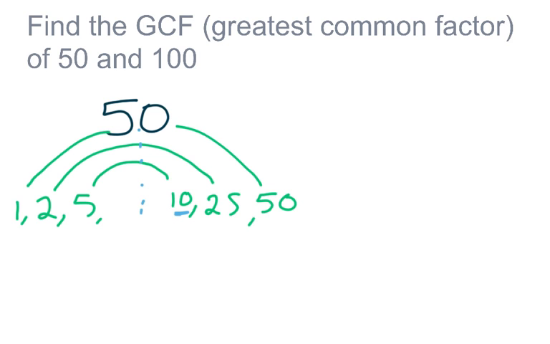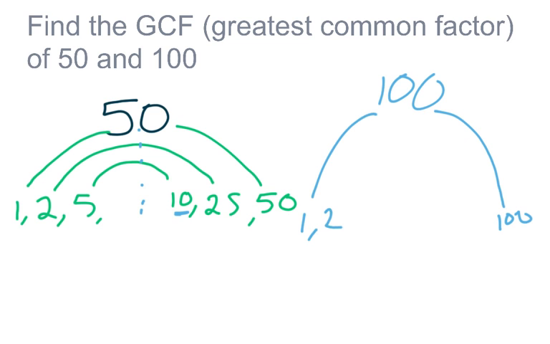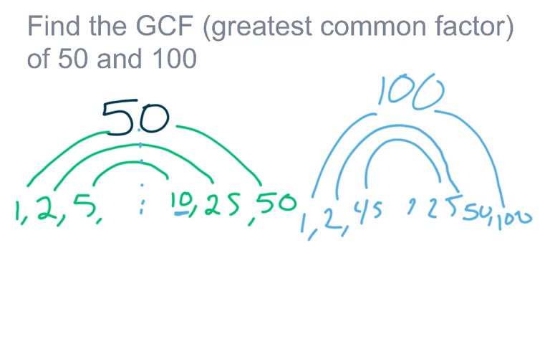I'm going to do the same thing with 100. 100 is my product. I know 1 times 100 equals 100. I know 2 times 50 equals 100. I know 3 times, nope, that would have to be a fractional amount. How about 4? Yes, 4 times 25. 5, yes, 5 times 20. So you really want to give yourself a lot of space because you can see I'm starting to run out, and that's not good.